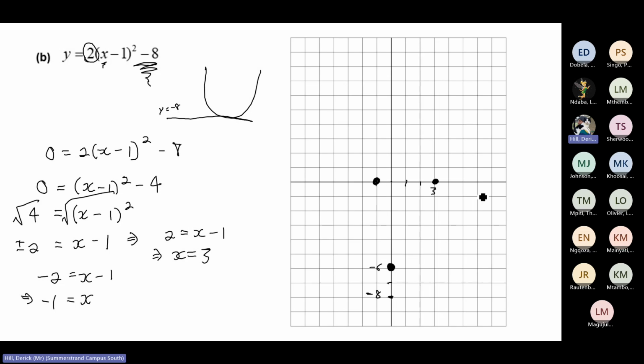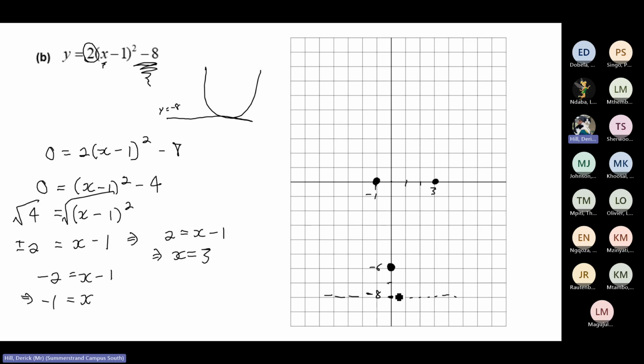y-intercept. So I know the bottom of my graph is going to be on this line. I know that it's going to cut them at y equals -6 and at x equals -1 and 3. And so I am going to draw it now.